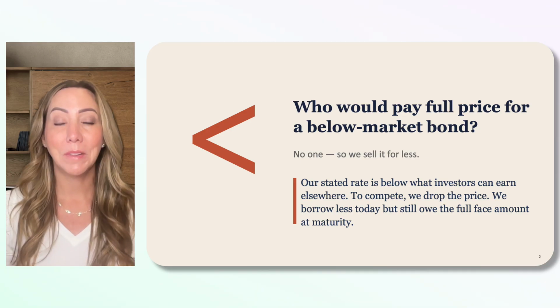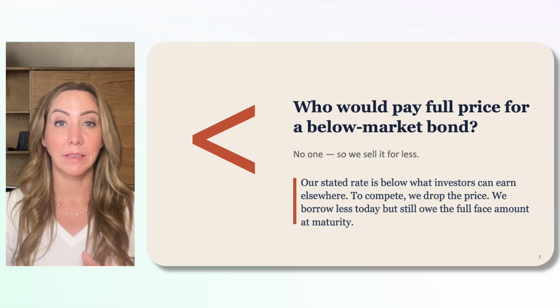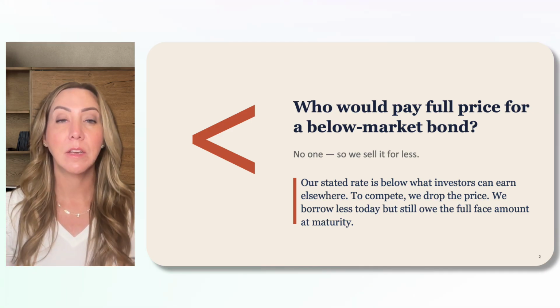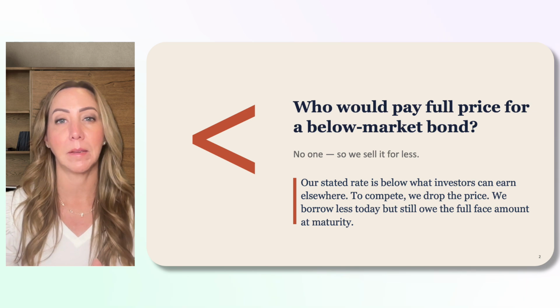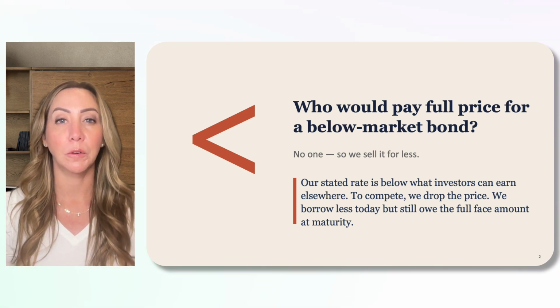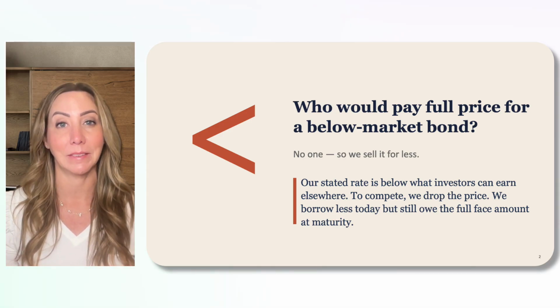So what do you do? You can't change the stated rate. It's printed in the contract. The only knob you have to turn is the price. You can lower it and sell the bond for less than face. You're borrowing less money today, but you still owe the full face amount at maturity. If you pay back more than you borrowed, you can effectively pay the investor more interest, and they can actually earn that full 12% that they expected.